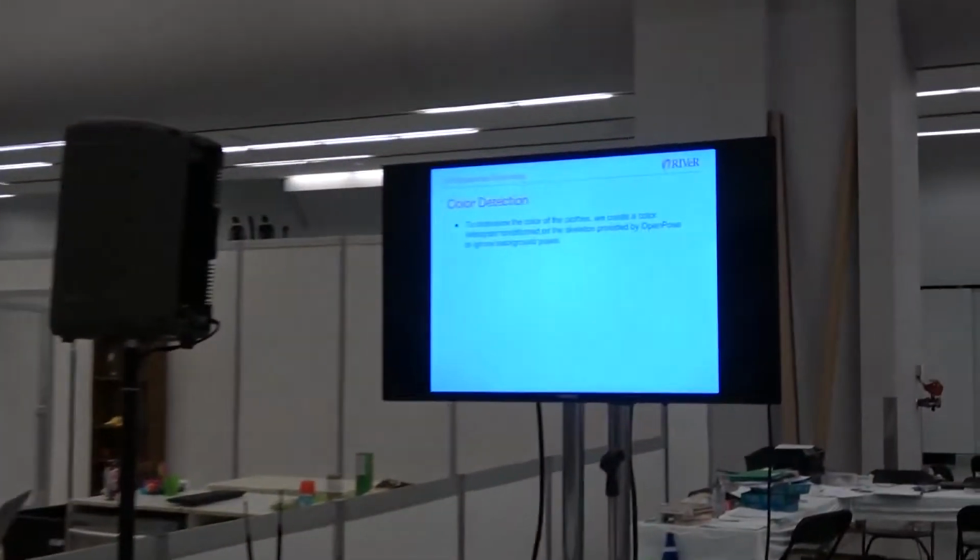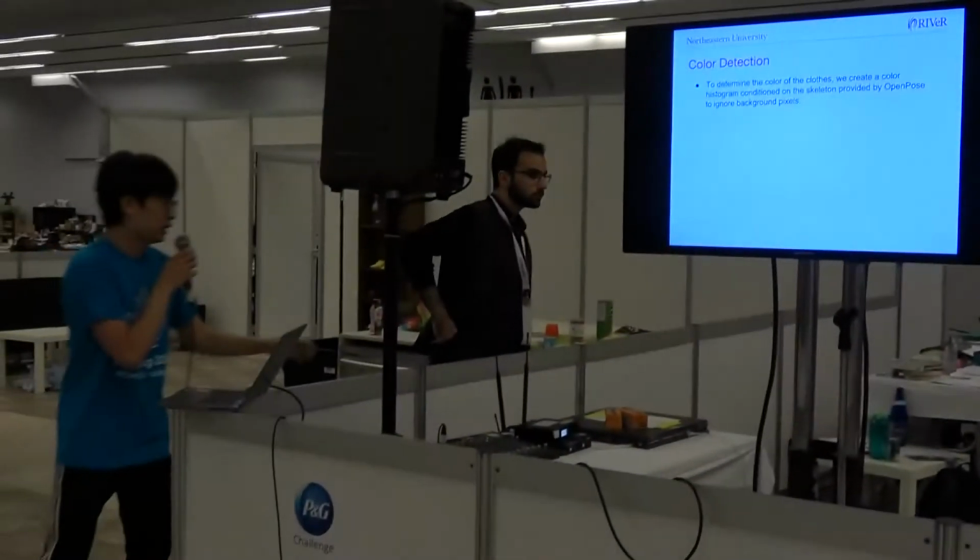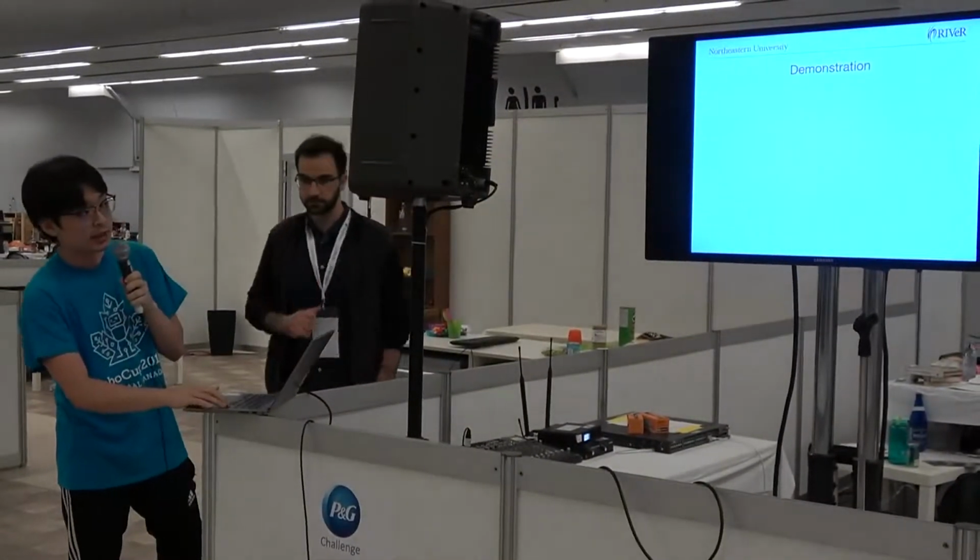Next we also have color detection, where we use a histogram on the OpenPose skeleton to see exactly what color every piece of clothing is. And now we'll show you a demonstration.